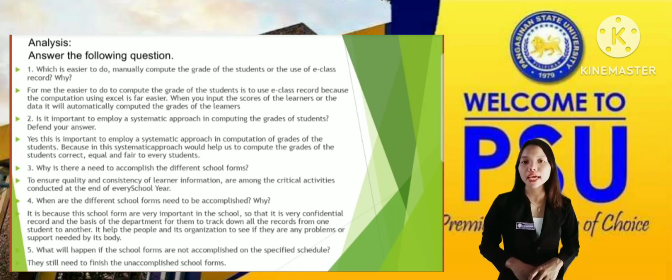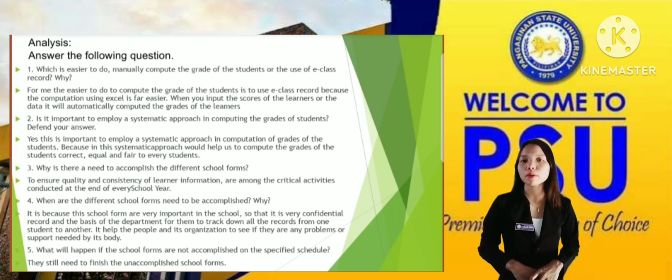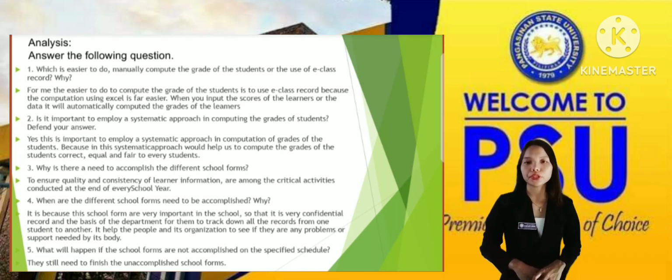Number 2: Is it important to employ a systematic approach in computing the grades of students? Defend your answer. Yes, it is important, because a systematic approach will help us compute the grades of the students correctly, equally, and fairly for every student. Number 3: Why is there a need to accomplish the different school forms? To ensure the quality and consistency of the learners' records, which are among the critical activities conducted at the end of every school year.